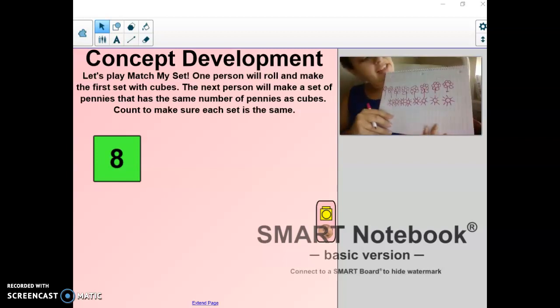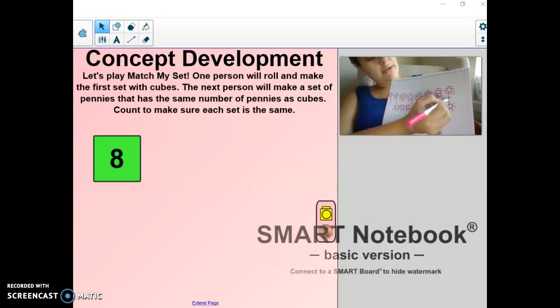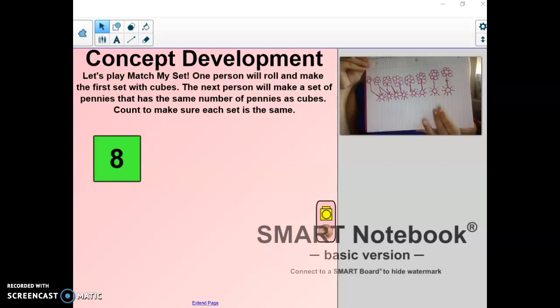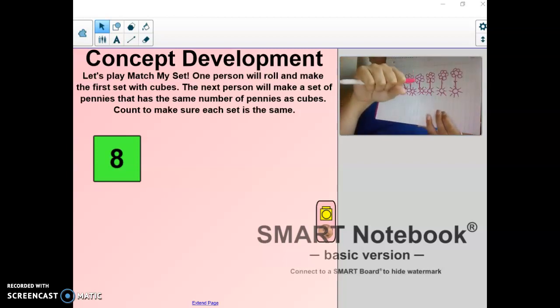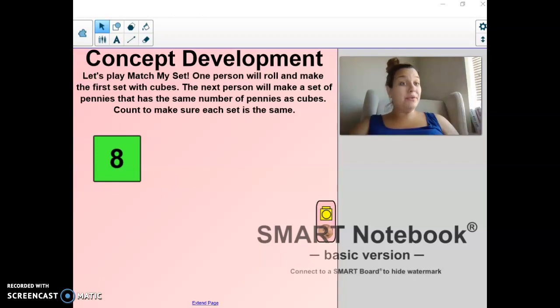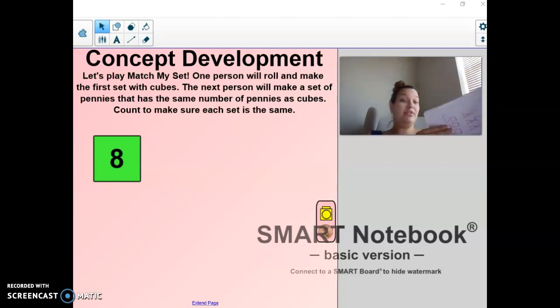You drew 8? Oh, I did too. Let's see if we were right. We're going to match our flowers to our sunshines. 1, 2, 3, 4, 5, 6. Hold on. 1, 2, 3, 4, 5, 6, 7, 8. Did we draw the same number of flowers as we did sunshines? Yes, we sure did.